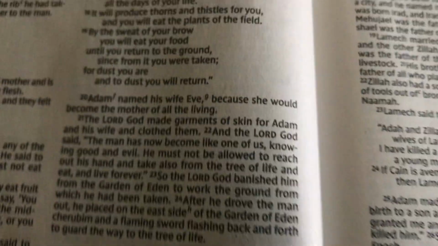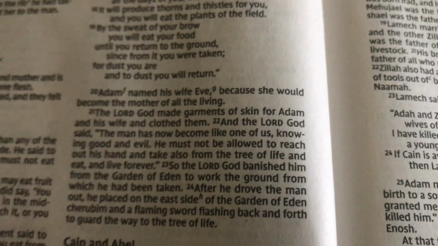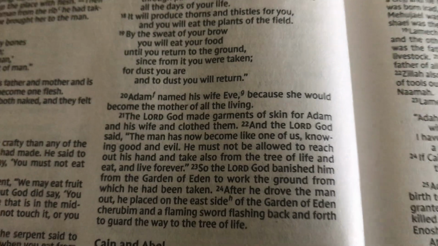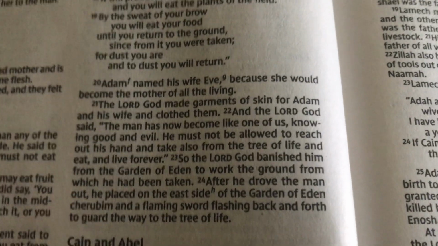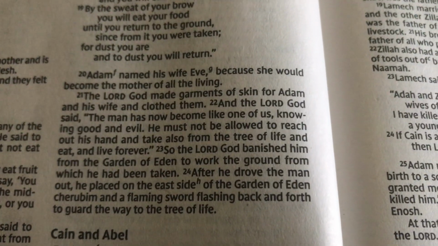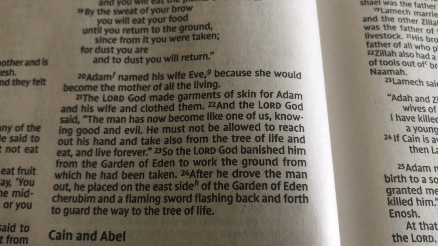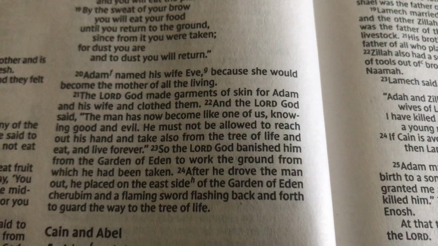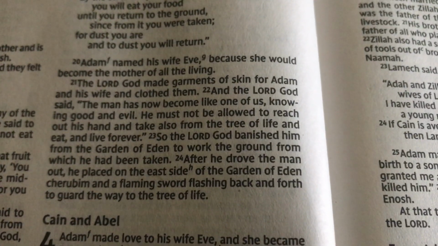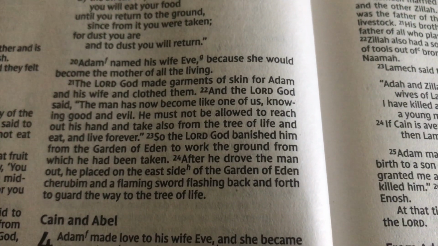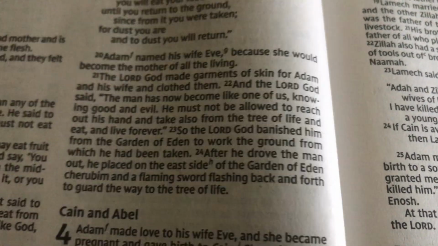Adam named his wife Eve, because she became the mother of all the living. The Lord God made garments of skin for Adam and his wife, and clothed them. And the Lord God said, "The man has now become like one of us, knowing good and evil."